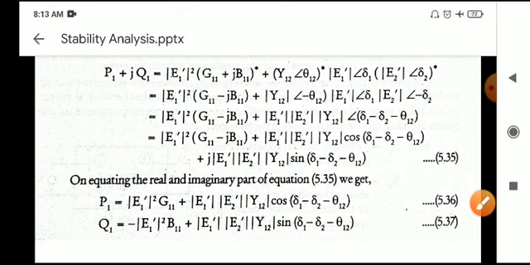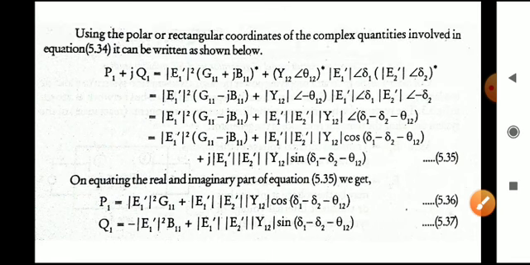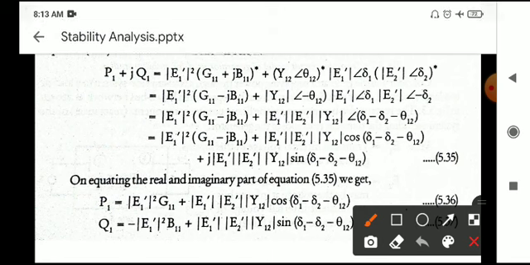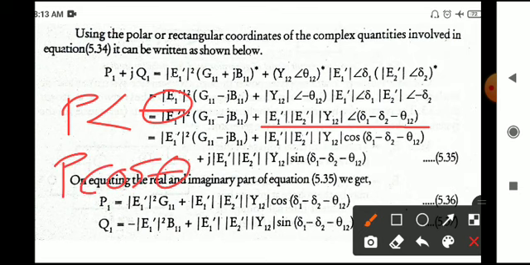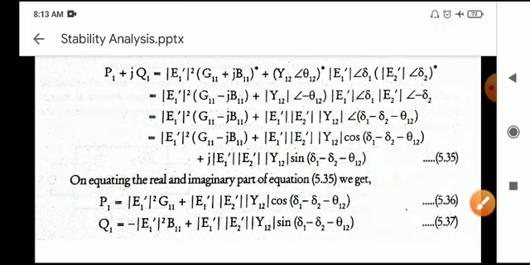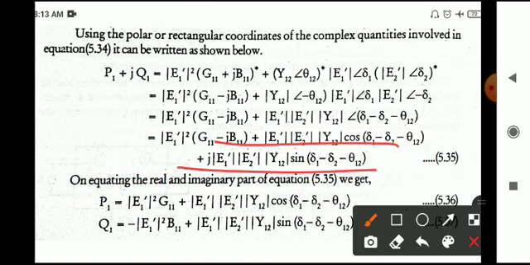Okay, we are just writing these terms, that is, the polar coordinates in terms of the corresponding rectangular coordinates. We can simply write an example: if we have a polar coordinate as P angle theta, we can simply write P cos theta plus j P sin theta.